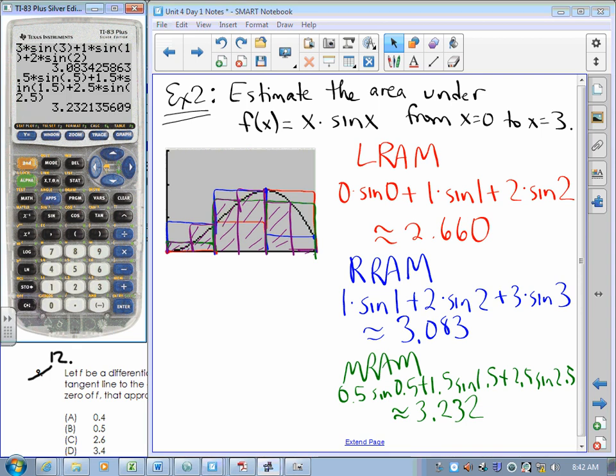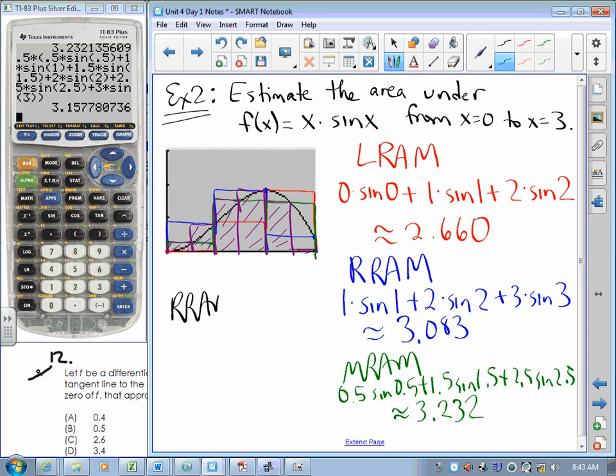And if I do that, then I've got 6 rectangles, each of whose widths is 0.5. So I've got 0.5 times all the heights: 0.5 times sine of 0.5 plus 1 times sine of 1 plus 1.5 times sine of 1.5 plus 2 times sine of 2 plus 2.5 times sine of 2.5 plus 3 times sine of 3, and I get 3.158, and that's better.